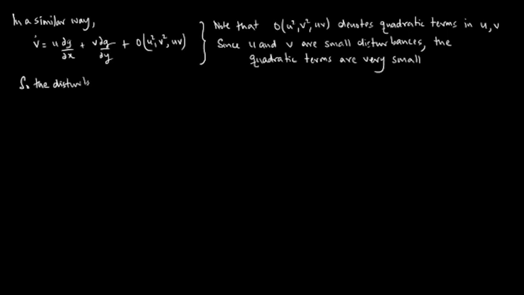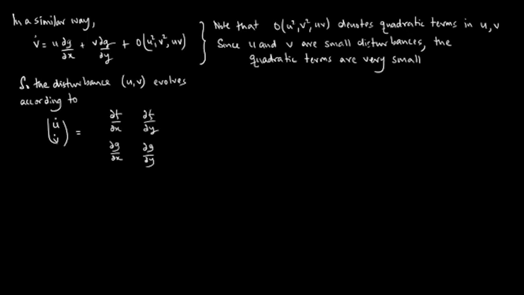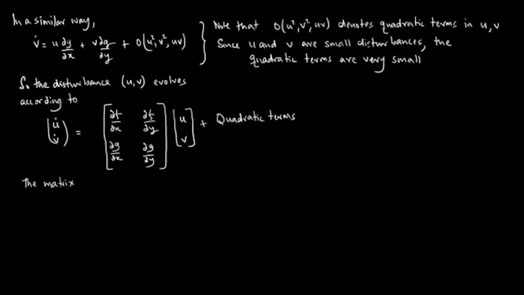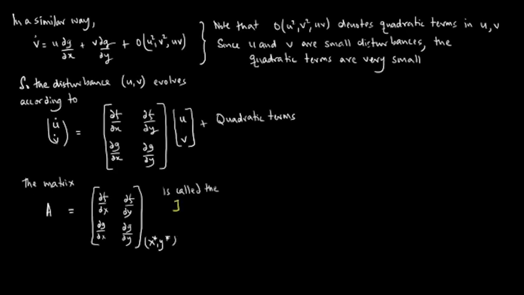So the disturbance (u, v) evolves according to (u dot, v dot) is equal to the matrix (df/dx, df/dy; dg/dx, dg/dy) times (u, v) plus quadratic terms. The matrix A is equal to (df/dx, df/dy; dg/dx, dg/dy) evaluated at (x star, y star), and is called the Jacobian matrix at the fixed point (x star, y star).